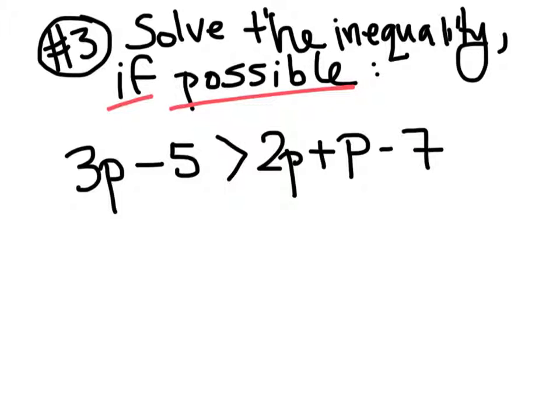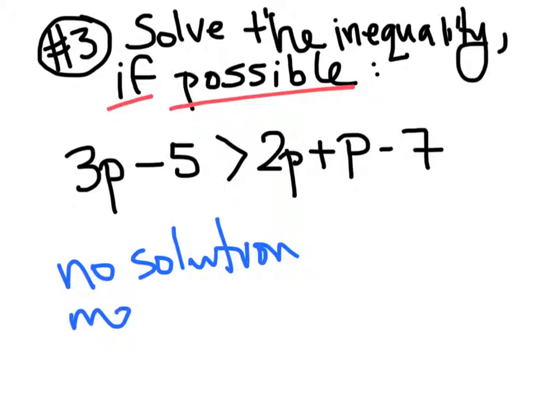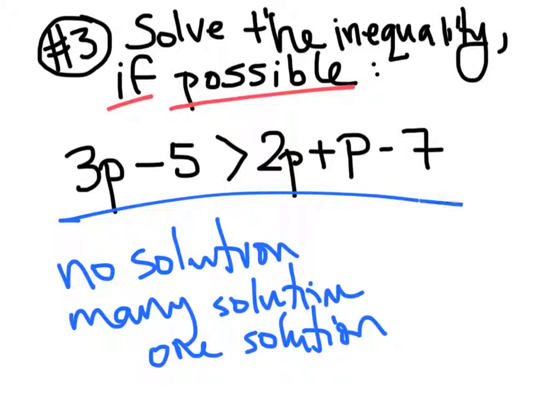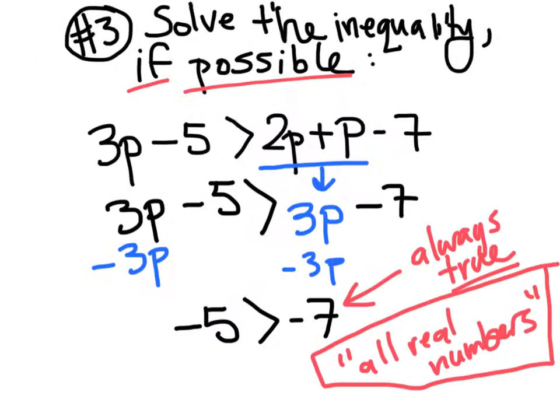For this example, notice the change in directions. We're supposed to solve the inequality if possible. So remember that situation where we were solving equations and you ended up with either no solution, many solutions, or one solution? Well, this is similar. So here is our inequality. We're going to solve by simplifying and then moving variables around and stuff. Let's see what happens.